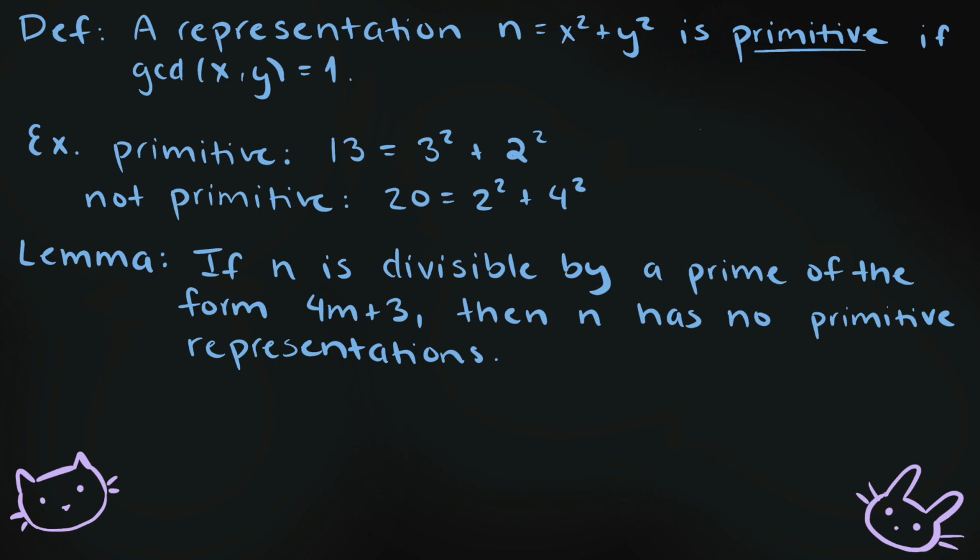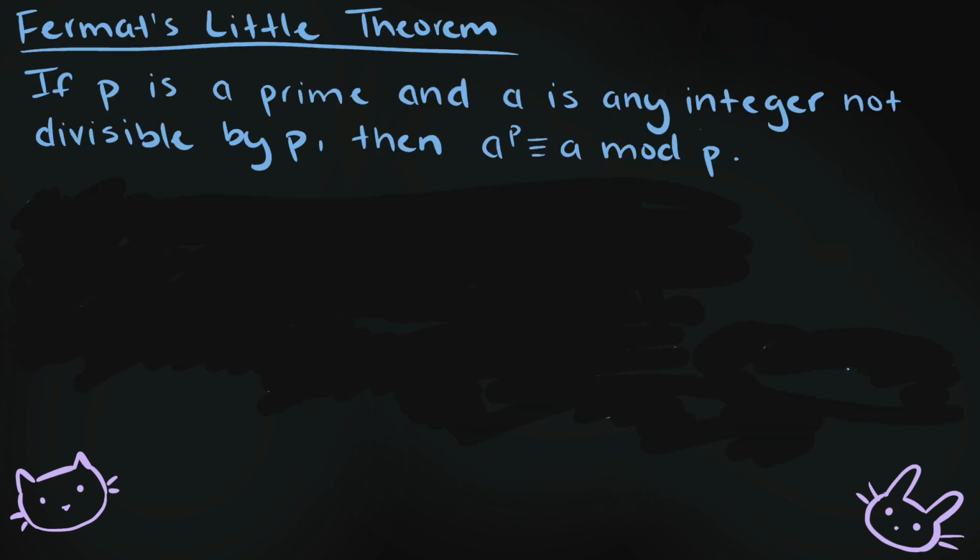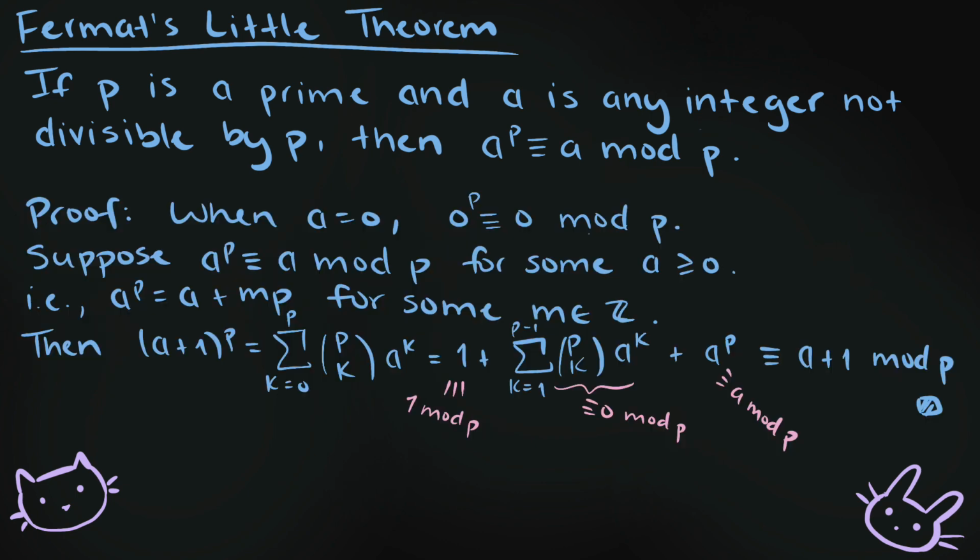And now we have a second result to prove. This result's actually called Fermat's little theorem, maybe familiar to some of you. Fermat's little theorem says if p is a prime and a is any integer not divisible by p, then a to the power of p is equal to a mod p. There are many different ways to prove this, but I'll just use the simple way, go by induction.